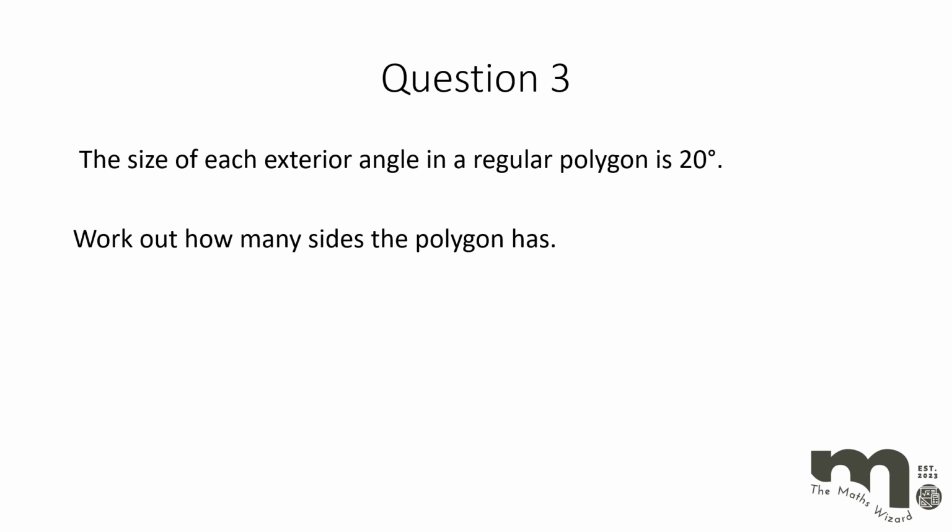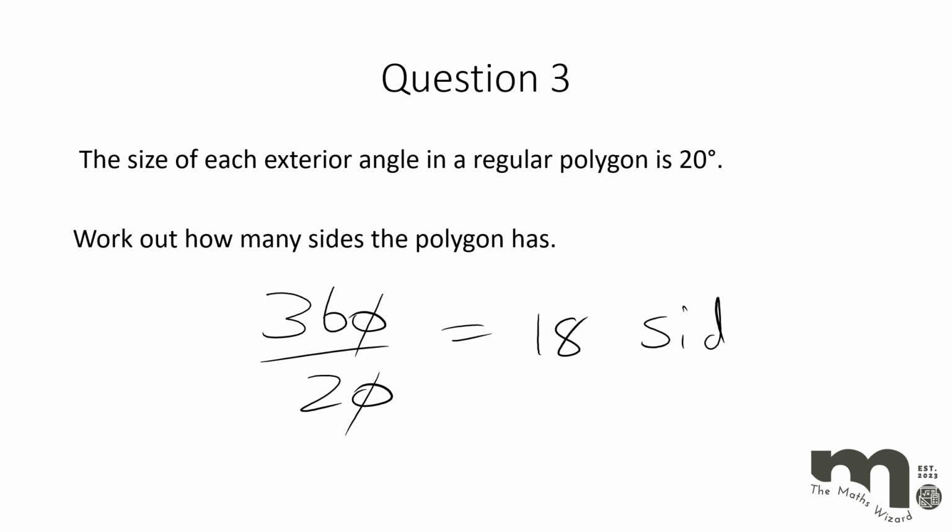Okay, so we know that every exterior angle is 20, so we need to know how many 20s go into 360, because remember, with any shape, the number of sides you have indicates how many angles you've got. If you've got 4 sides, you will always have 4 angles. So all we've got to do here is 360 divided by 20, knock those zeros off. 36 divided by 2 will give you 18. So the shape has 18 sides.